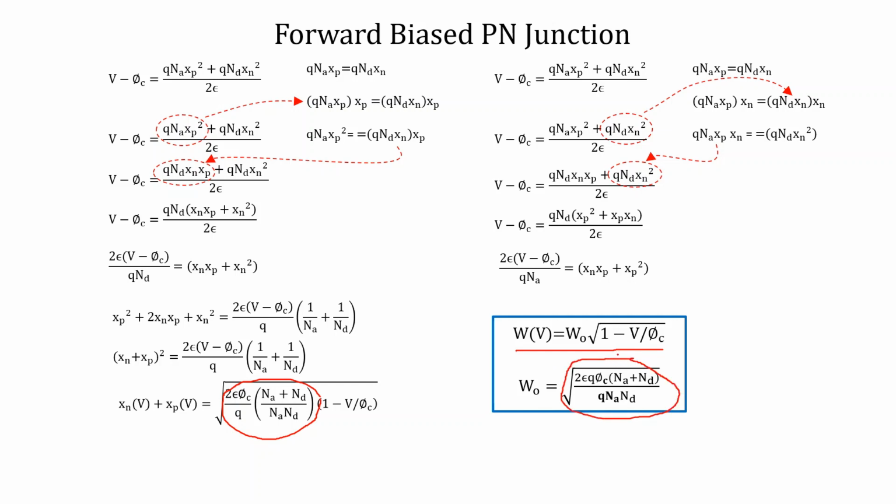So what does this expression show? This expression shows that when you forward bias a PN junction, then by increasing the voltage, W reduces, or the width of the depletion region reduces. So if V is equal to 0, W is how much? W will be equal to W naught. So at V equal to 0, W is equal to W naught. Similarly, if you reverse bias this junction, what will happen? W will be greater than W naught.